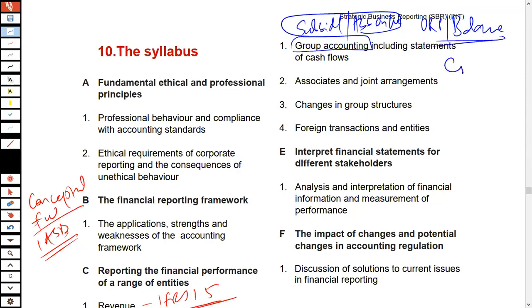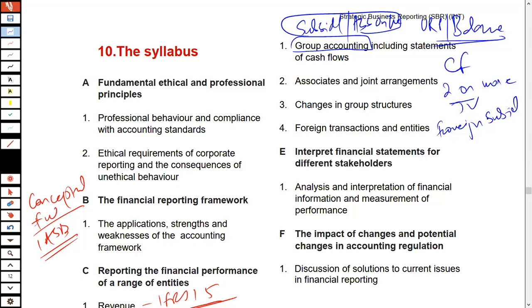But here, we are going to be talking about the consolidated cash flow. We are going to be talking about more than one subsidiary, two or more subsidiaries. We are going to be talking about joint ventures. We are going to be talking about the foreign subsidiaries, etc. All of them are going to be examined at this level. I repeat, all of them are going to be examined at this level also.